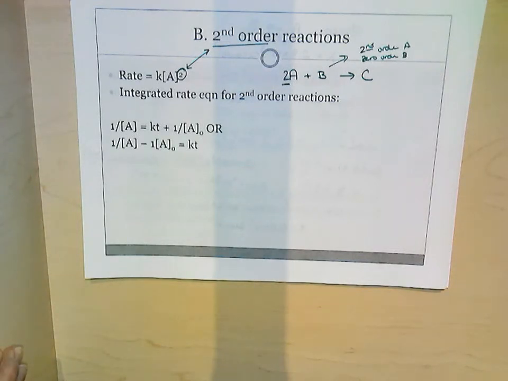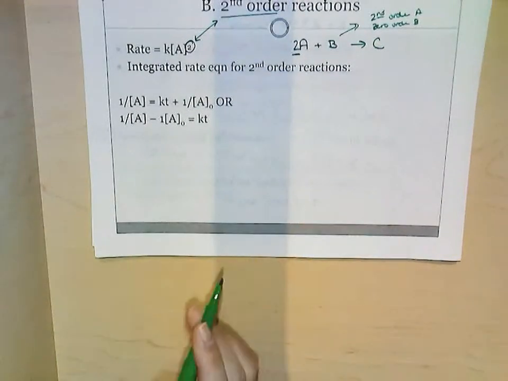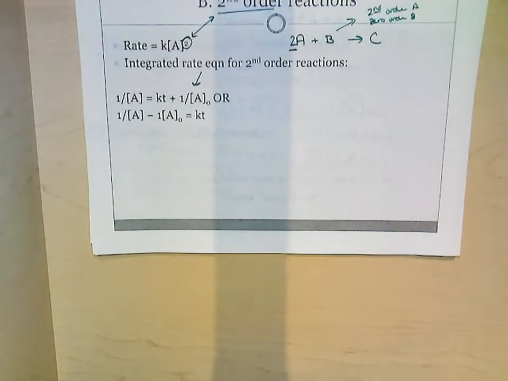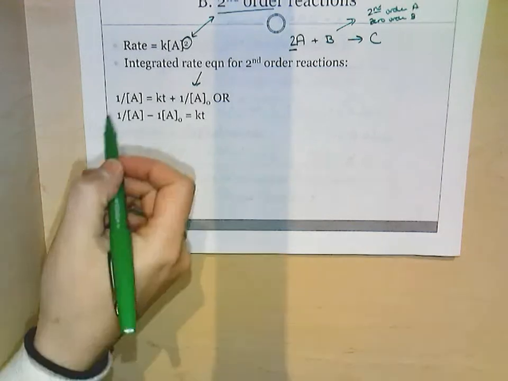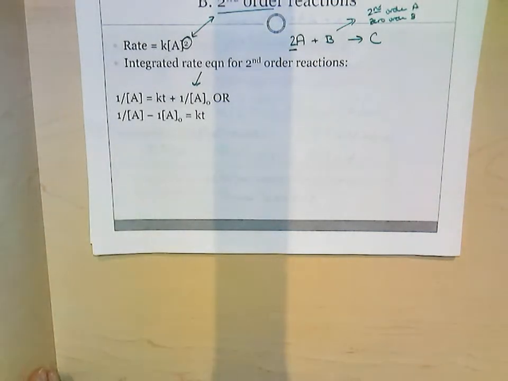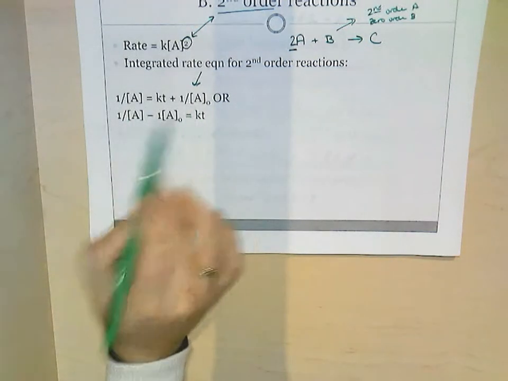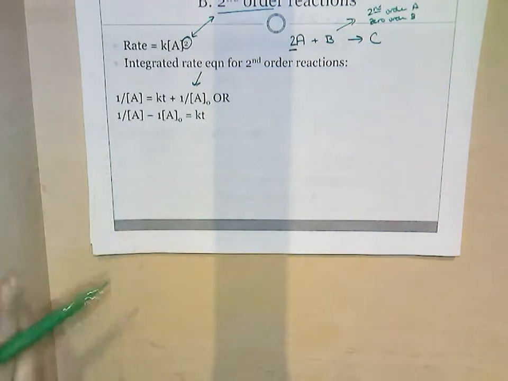All right, so let's talk about the integrated rate equation for second order reactions. Right here, look at that. Those are the integrated rate equations for second order. How are those different than the first order? Right, what did the first order have in it? Right, the natural logs. Here, instead, I'm looking at 1 over. So these are equivalent equations. I can either write it this way or that way. They're equivalent.